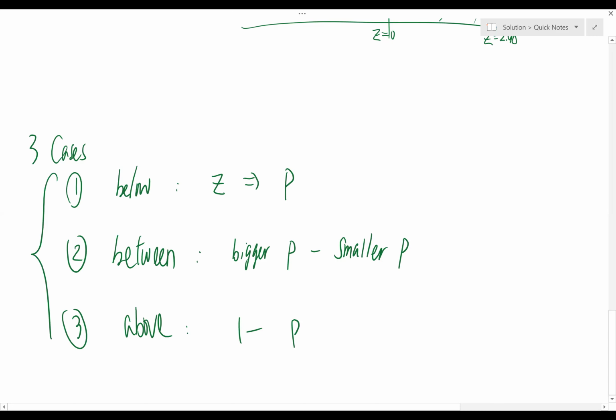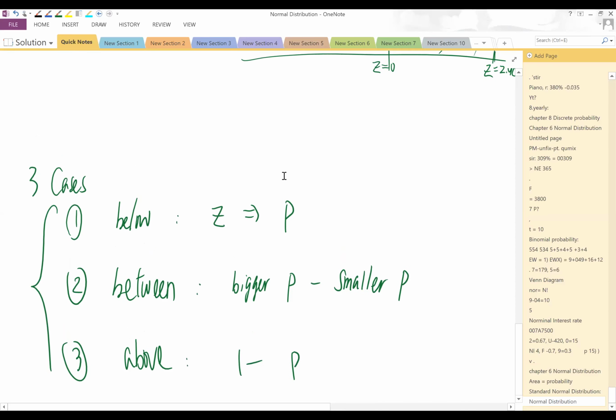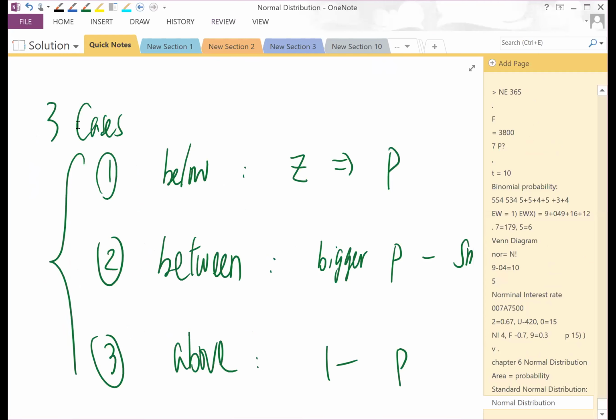So 3 different scenarios. And now I'm going to give you an Excel project today. So I'm going to show you how to find the probability using Excel, right? Okay, let me just share the screen with you.